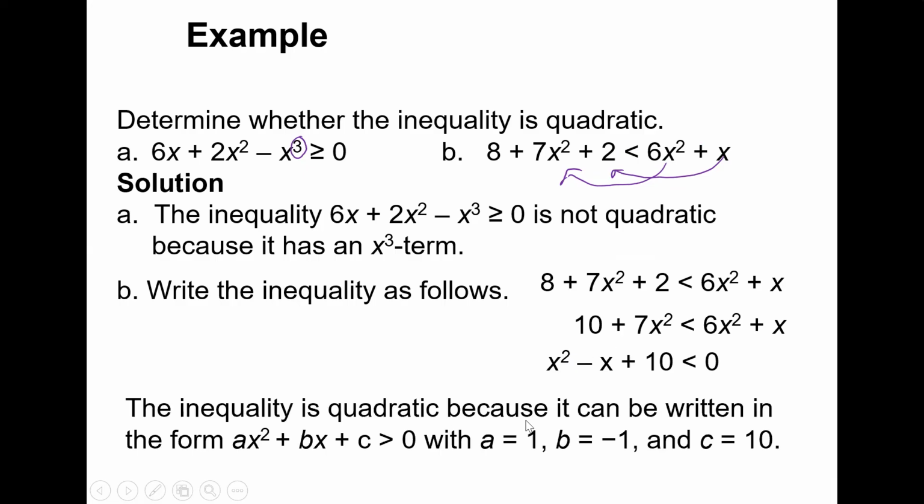And so the inequality is quadratic because we can write it in the form ax squared plus bx plus c is greater than 0. So what we could do is change it to greater than, and it still would be okay. We just have to multiply everything through by a different sign, and that would be fine.